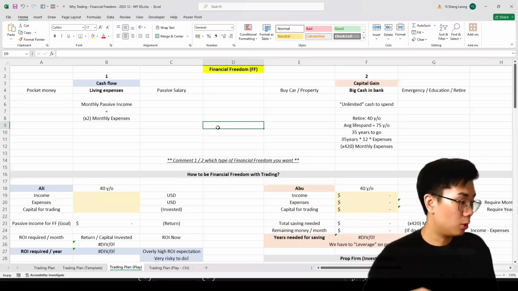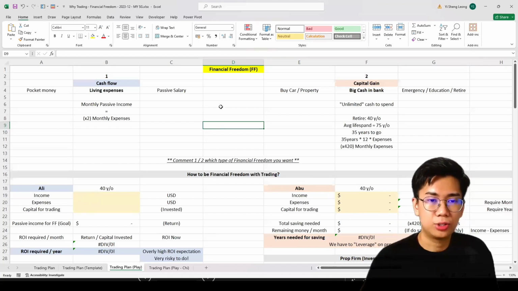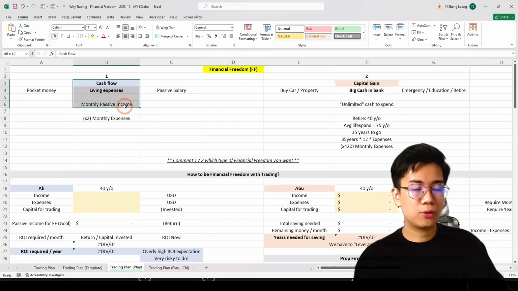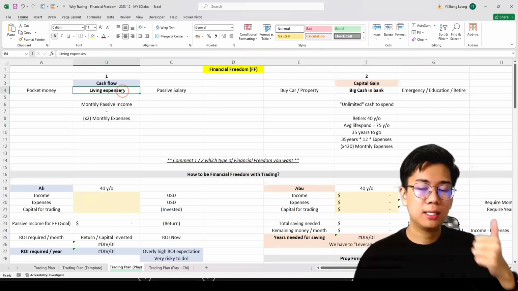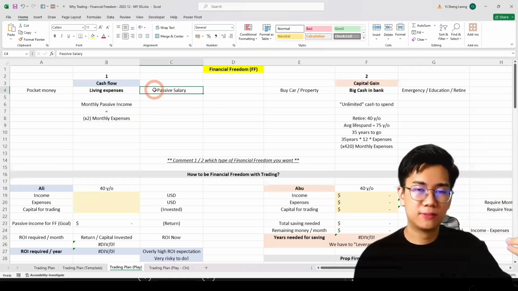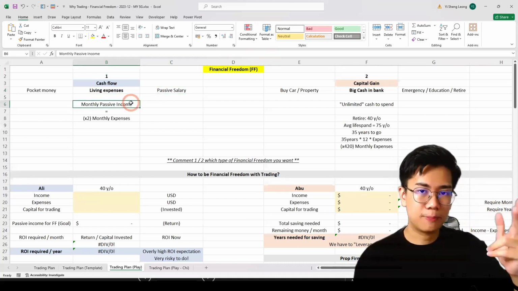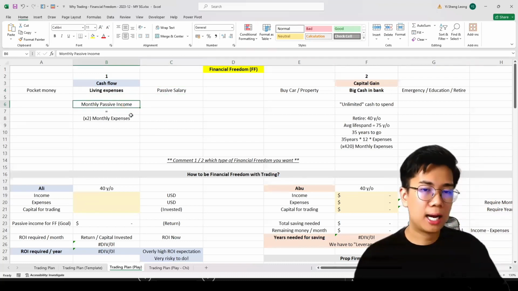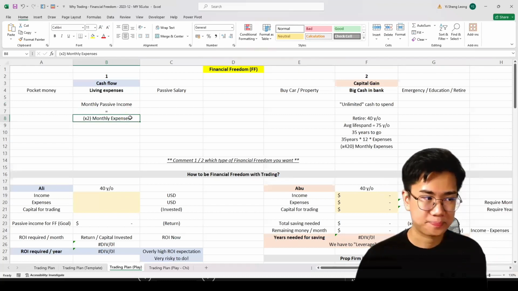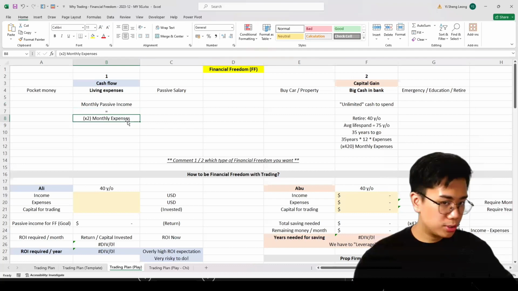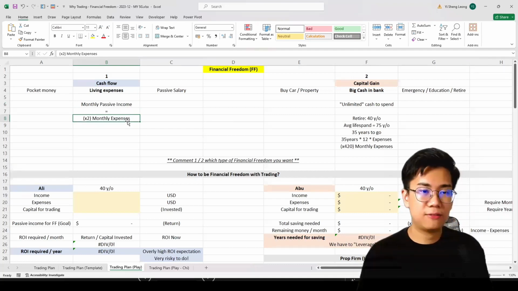Now, over here, what you can see is that financial freedom is classified into cash flow and capital gain. Cash flow, straightforward. Pocket money, living expenses, passive salary, that is at least your passive income is 2 times your monthly expenses, so that you can spend it fully on your expenses while still having extra money to save for future emergencies.